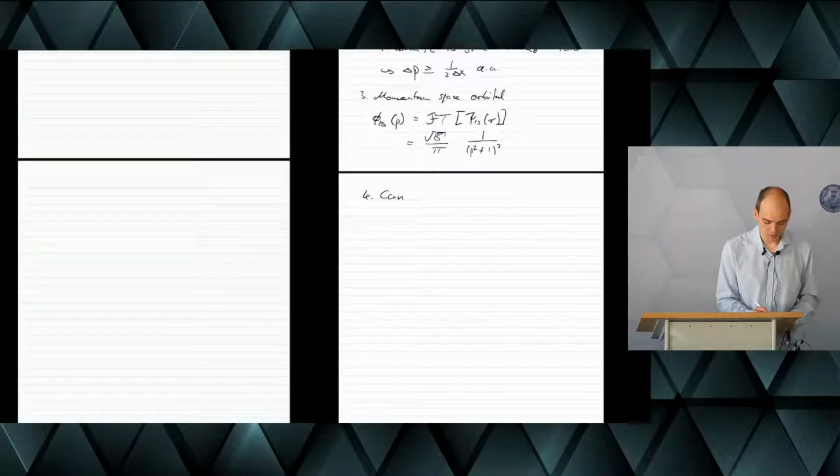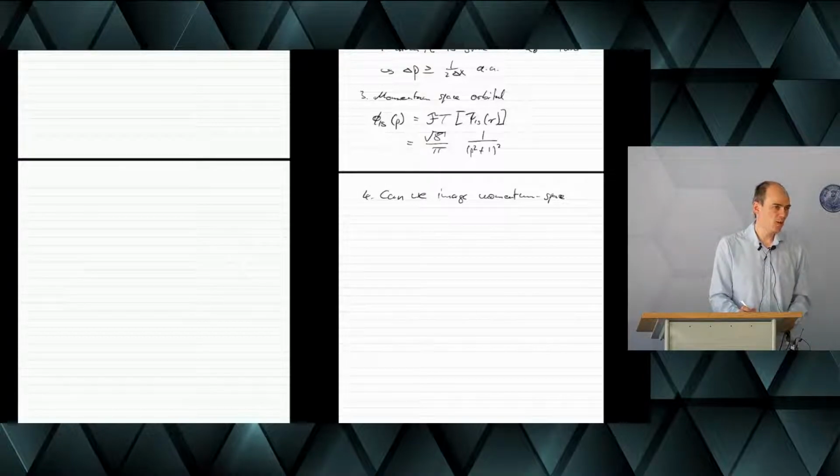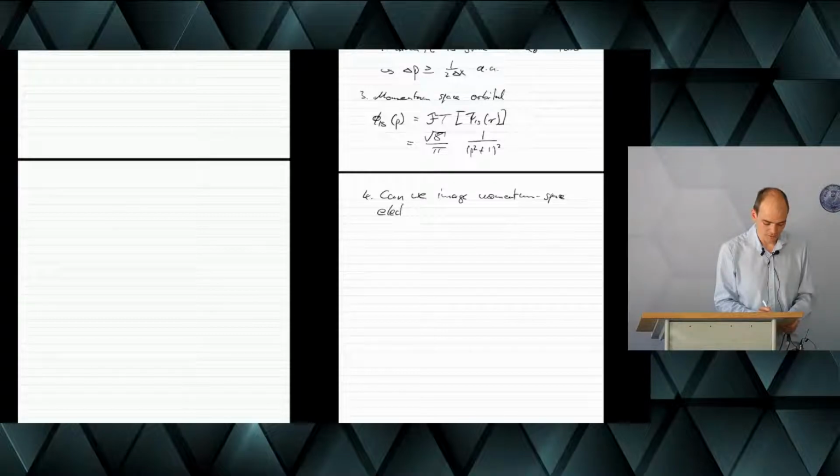Maybe I just write down this question: can we image momentum space? I shouldn't actually say a wave function, because we can never observe the wave function. We can only observe the wave function squared, and that would be the density of the electrons. So can we image momentum space electron densities using tunnel ionization?